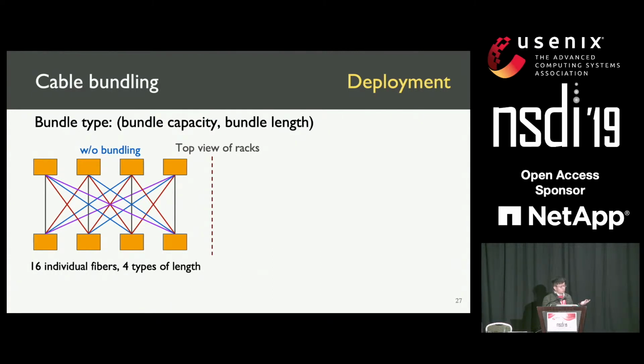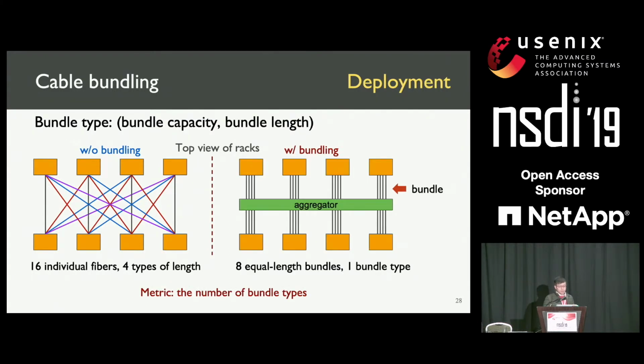So this figure shows the top view of racks. Since the network topology has all-to-all connectivity, without bundling we need to handle 16 individual fibers with 4 types of lines, which are shown in different colors in the figure. On the other hand, if we use bundling as shown in the red figure, by connecting all racks to a common aggregator, we only need to handle 8 equal lines, uniform capacity bundles, and only 1 bundle tab.